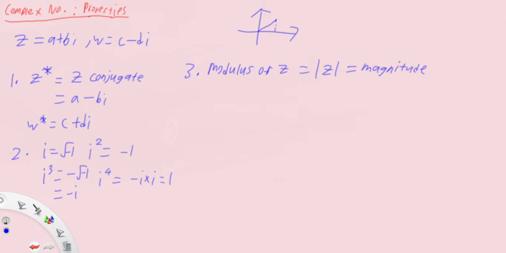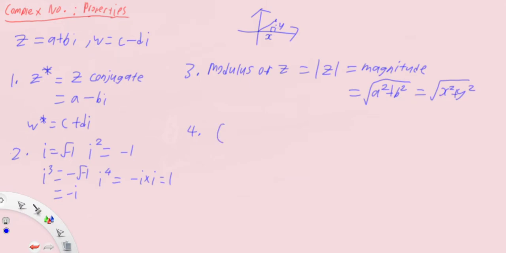Based on Pythagoras' theorem, this is y, below is x, this is a right angle, therefore the magnitude is simply the square root of a square plus b square, or the more common way, if you have x plus iy, the square root of x square plus y square, also known as the square root of the sum of squares. You don't need to know that. Now, lastly, what are the complex number properties you need to know? Actually, there are two of them.